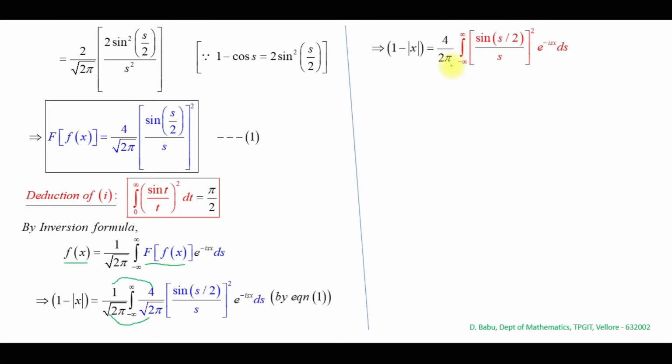Compare this with the deduction 1. Your numerator is sin t, and here your numerator is sin s by 2. So substitute s equal to 2t, then the 2s get cancelled and we have t. So put s equal to 2t. When s equals 2t, the 2 cancels and we have sin t.